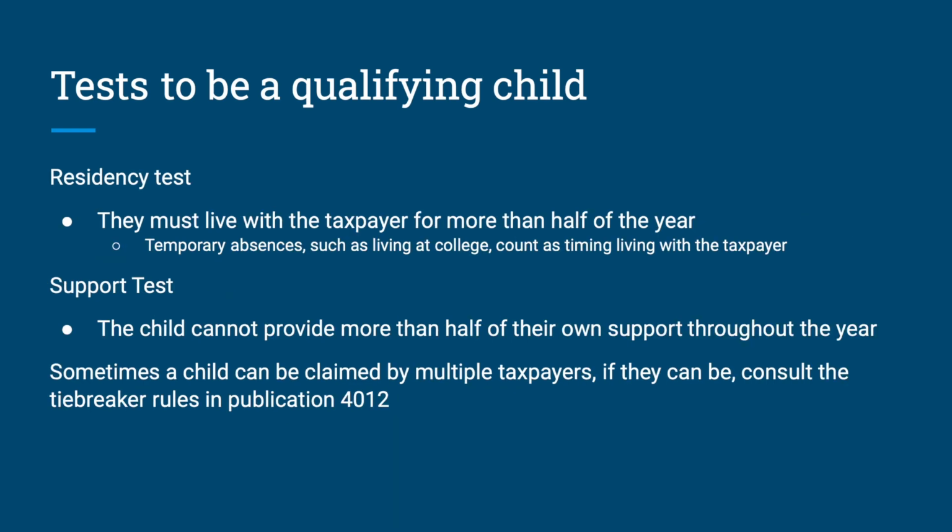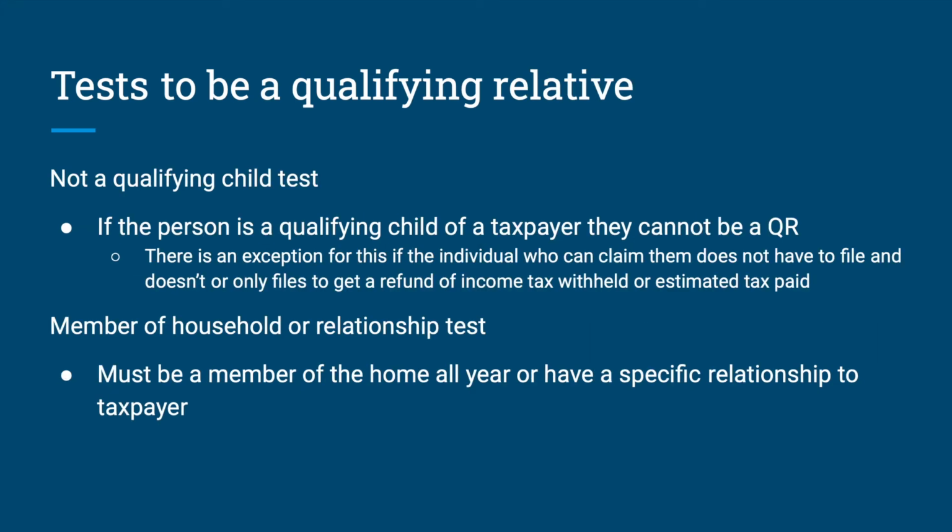And so there are a few more tests to be a qualifying child. So the first is the residency test. They must live with the taxpayer for more than half the year. As we've talked about, temporary absences, such as living at college, count as time living with the taxpayer. So secondly is the support test. The child cannot provide more than half of their own support throughout the year. And sometimes a child can be claimed by multiple taxpayers. If they can be, consult the tiebreaker rules in publication 4012.